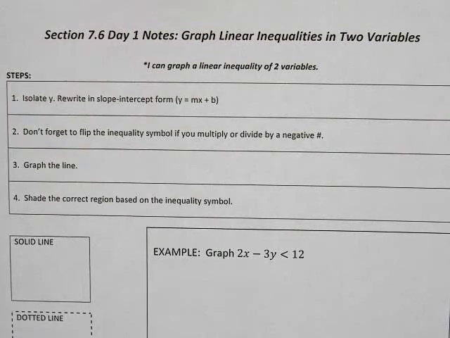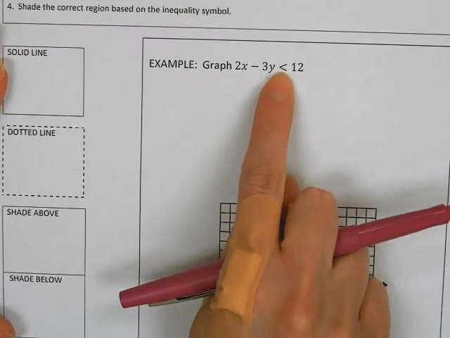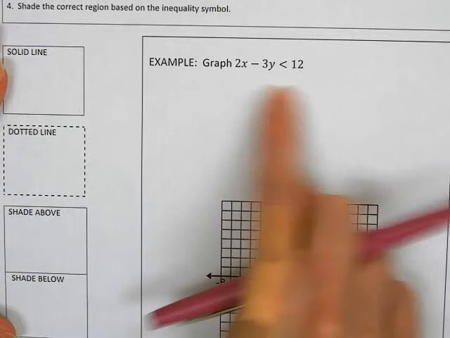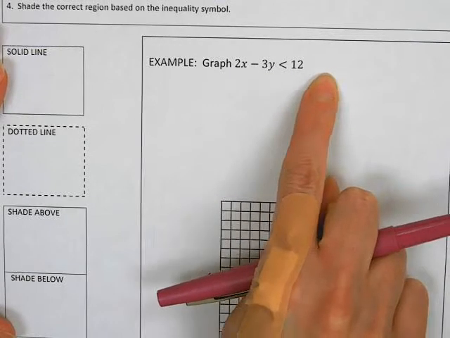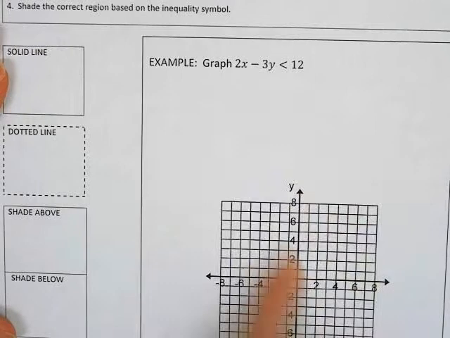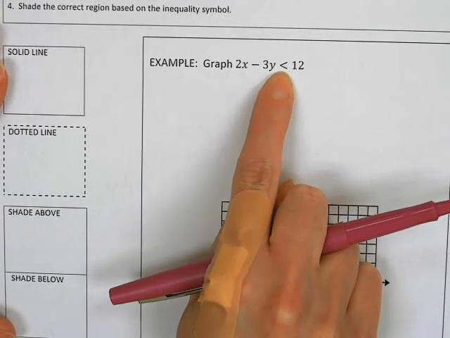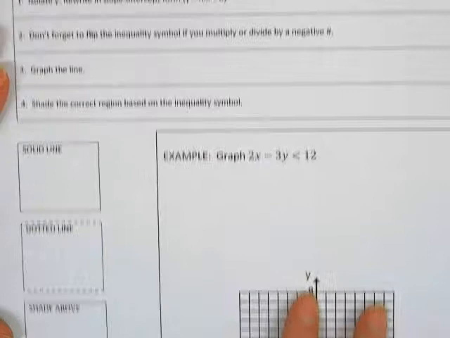All right, guys, welcome to 7.6 Day 1, Graphing Inequalities in Two Variables. So, if this was an equal sign, you guys would know what to do, right? You get y by itself, get it in y equals mx plus b form, and then graph the line. But today, when there's an inequality symbol, we just need to shade a certain region.